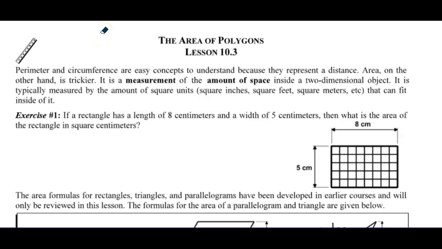All right, so we worked on perimeter and circumference, both of which were measuring the lengths of segments and curves. And so now, instead of a distance, what we're looking for is an amount of space. So looking at area of polygons. You should not have any difficulty whatsoever with exercise 1.